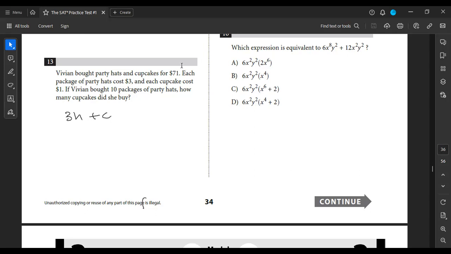Sir, she bought 41 of them. Exactly. That's correct.